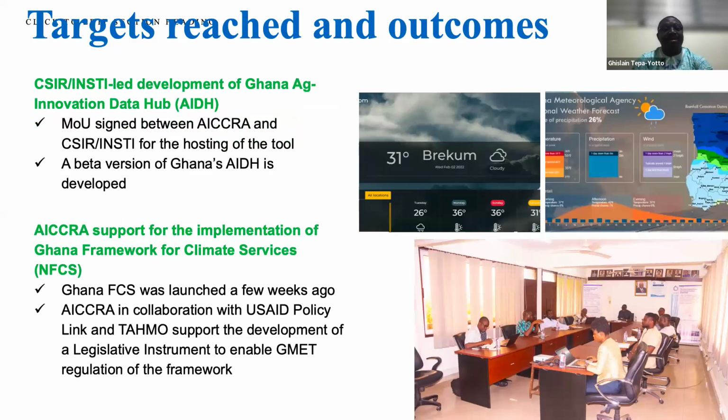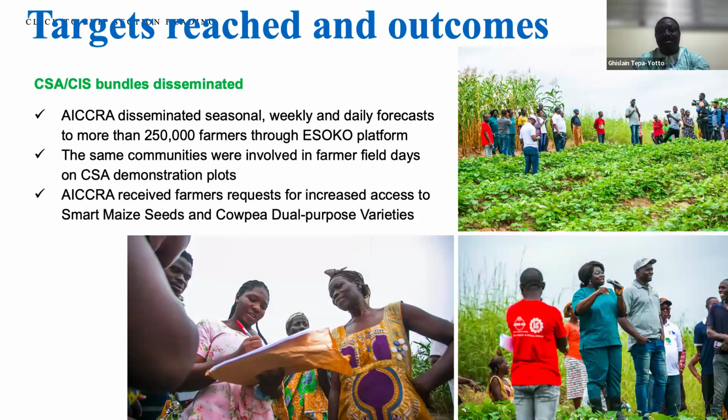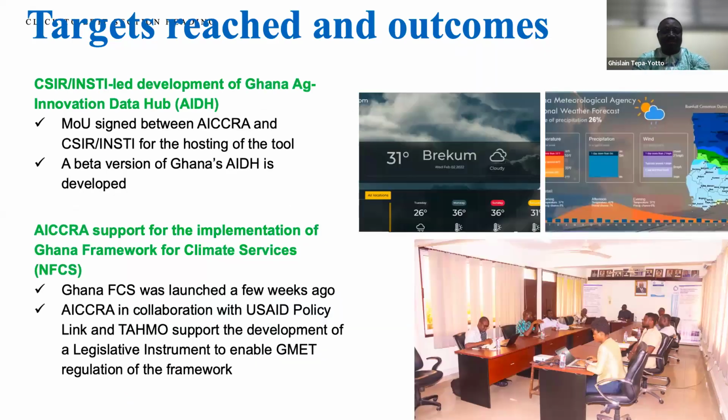Okay, I mentioned the Ag Innovation Data Hub that is led by CSIR-INSTI. There is a memorandum of understanding that is signed for INSTI now to host the tool and make sure that they really have access to those important data that can be translated into something that is useful by decision makers and also extension agents and farmers on the ground. And we are supporting development around the national framework of climate services that is led by Ghana Met. And for that, we have had a really fruitful collaboration with USAID, PolicyLink, and TAMS. Next.